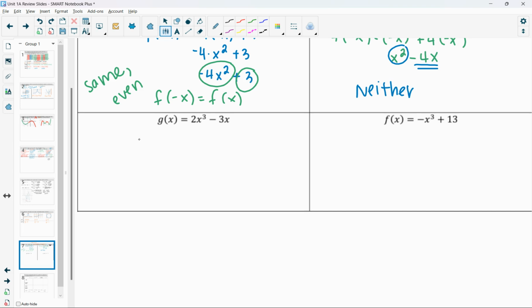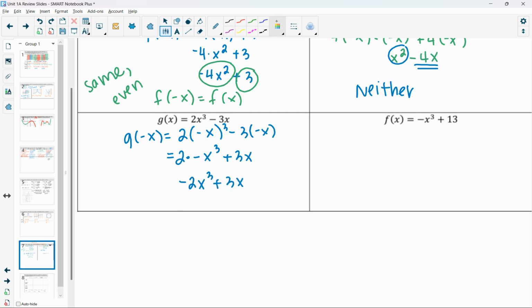Next one, so we'll do g of negative x. So we'll be doing 2 times negative x cubed minus 3 times negative x. And when we bring a negative to an odd power, it will stay negative. So we have negative x cubed here. And then negative 3 times negative x is positive 3x. 2 times negative x cubed is negative 2x cubed.